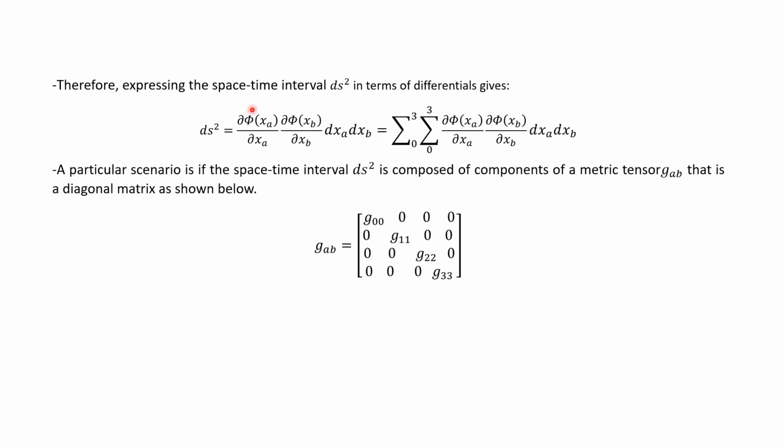Therefore, expressing the spacetime interval ds in terms of differentials gives us, as we see here. A particular scenario is if the spacetime interval ds is composed of components of its corresponding metric tensor that is a diagonal matrix as shown below. So we have the metric tensor here where the only non-zero components are in the diagonal and the rest are zero, as we see here.